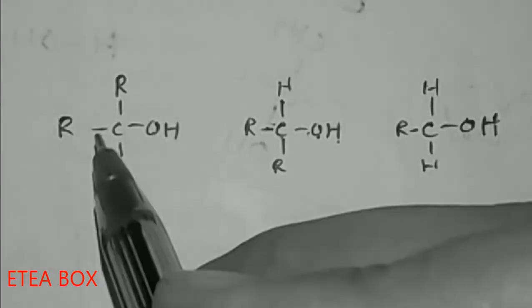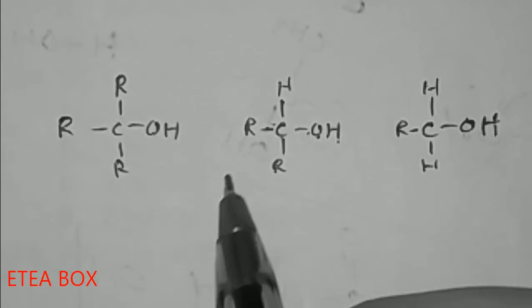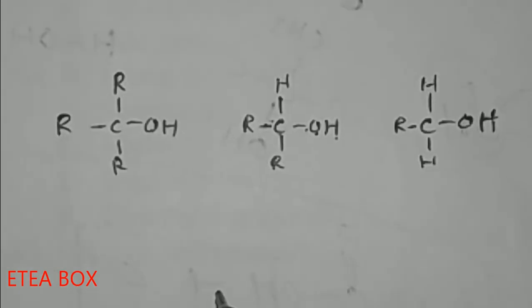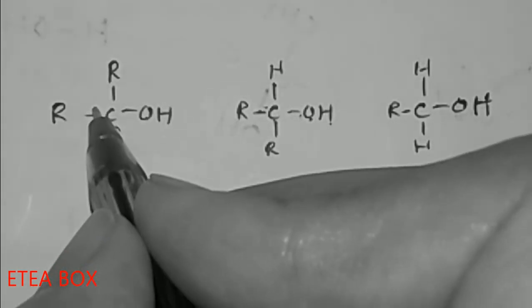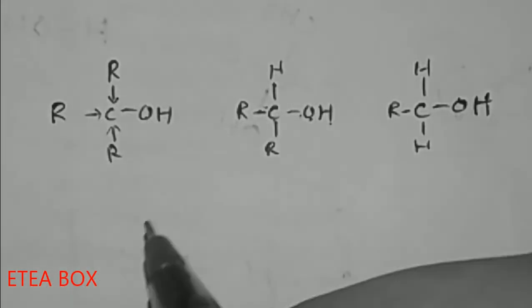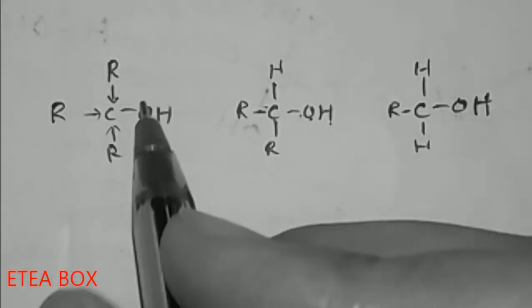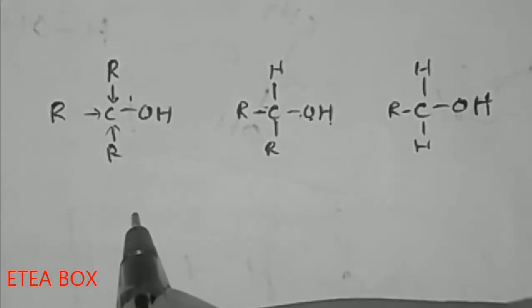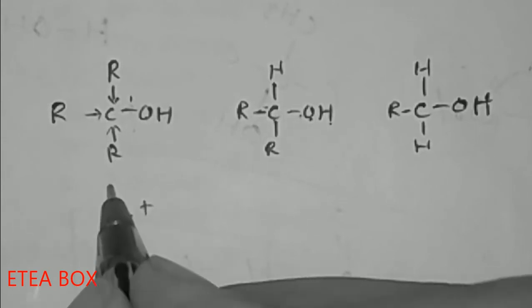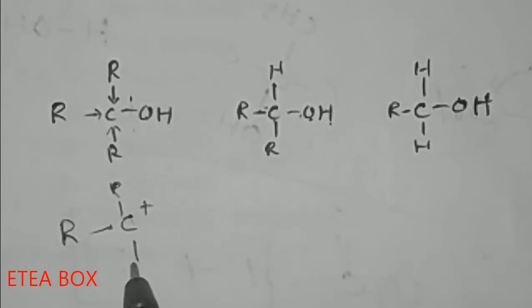Now look at here, we know that the most stable carbocation is the tertiary one. This one is electron donating, this one is also electron donating, and this one is also an electron donating group. Now when this bond is broken, what will happen? This one will become a tertiary carbocation.